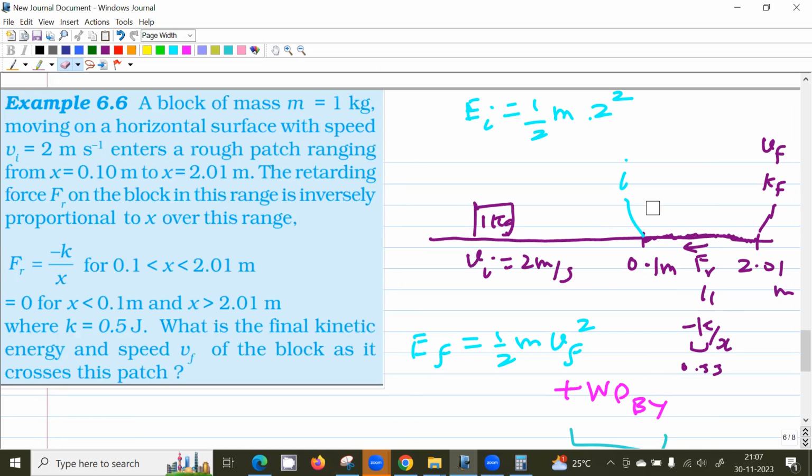Okay. So in some sense, the work is done by the block to overcome this friction. So if you consider a system as this 1 kg block, the work is done by the system to overcome this friction. So work done by the force, by the system will get added to the right side because energy will get dissipated because of the work done. So I have to add the work done to the final energy to get the initial energy.